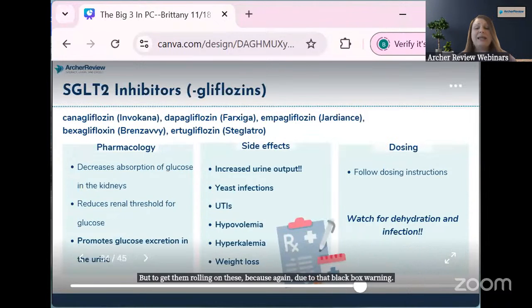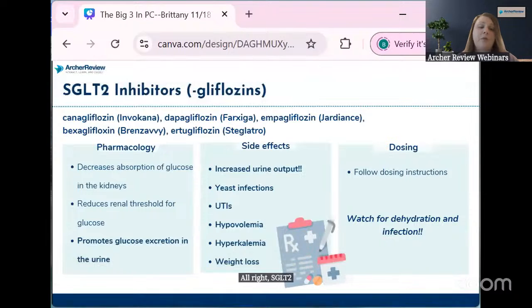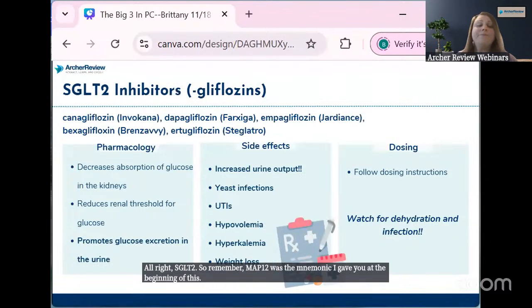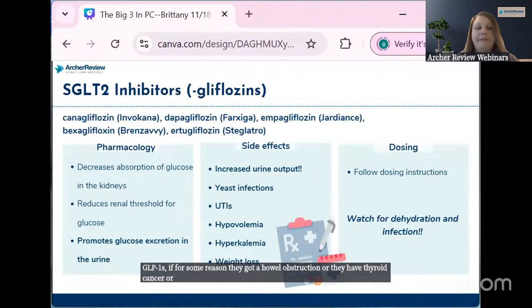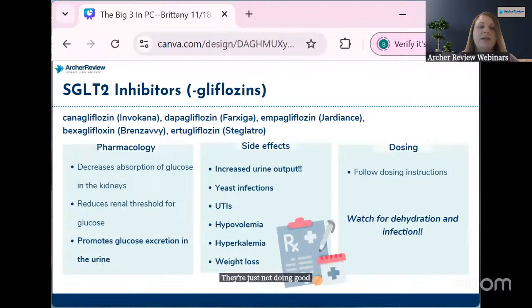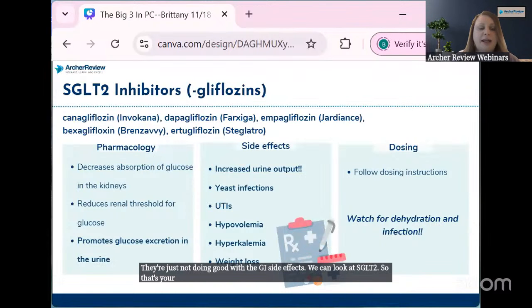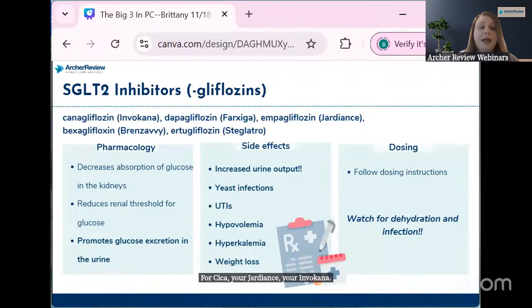All right, SGLT2. Remember, MET1, 2 was the mnemonic I gave you at the beginning of this. We can't give GLP-1s and SGLT2s together, but if for some reason they got a bowel obstruction or they have thyroid cancer or they're just not doing well with the GI side effects, we can look at SGLT2. So that's your Farxiga, your Jardiance, your Invokana. That is going to be the one that we give.